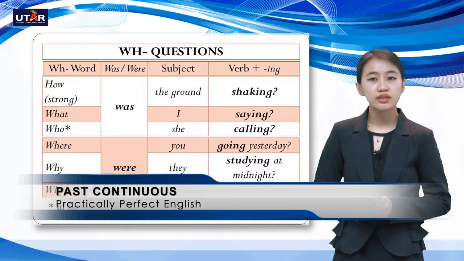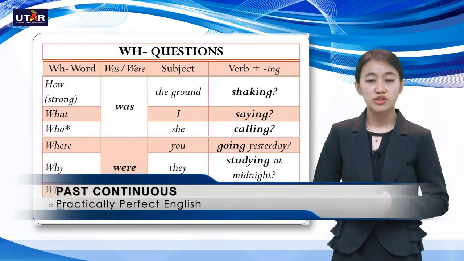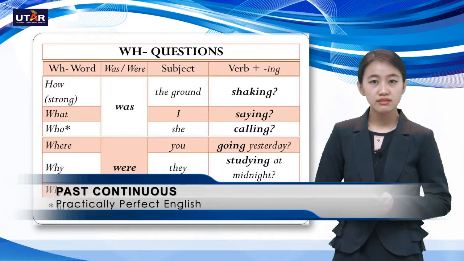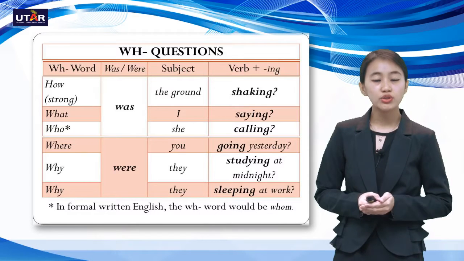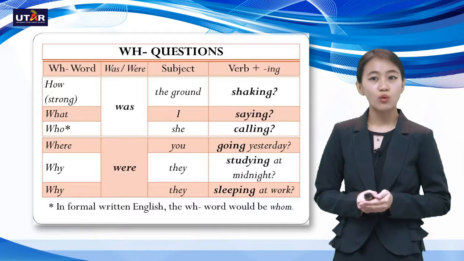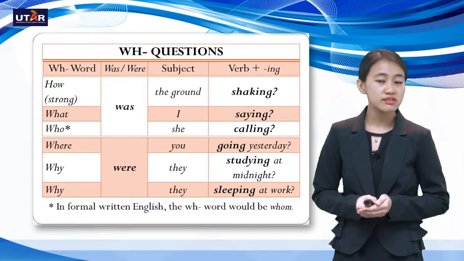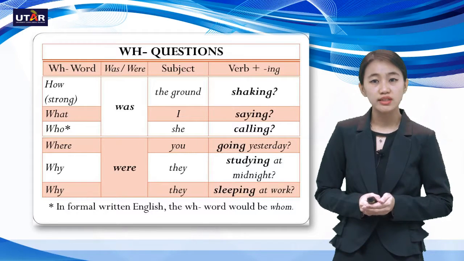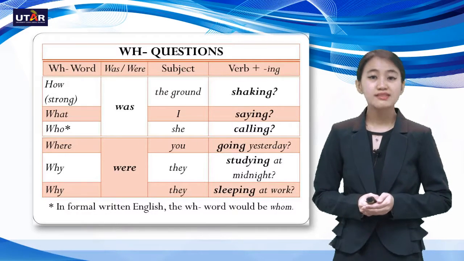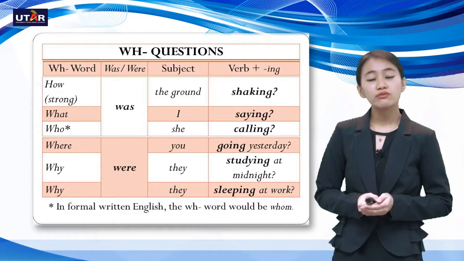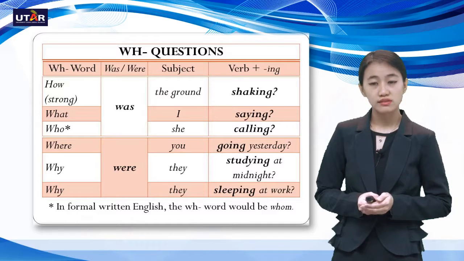Now, if you look at the sentence structured here, how was the ground shaking? And where were you going yesterday? So please take note that these questions for how, what, or who does not necessarily mean it's only for singular. You can also use it in plural form. Similarly, when you use where or why, you can use it with was.